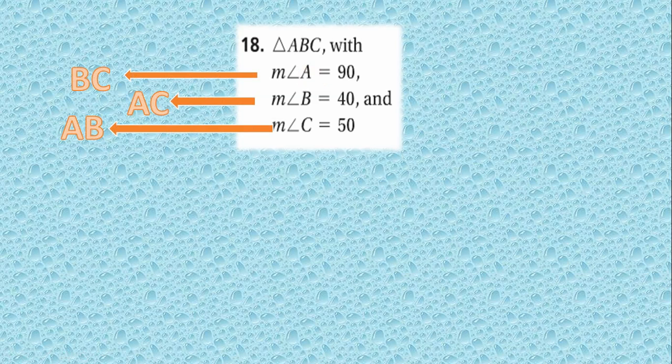Now, which angle is the smallest angle? 90, 40, and 50. The smallest one is 40, then the smallest side is AC. Next smaller is 50, and the opposite side is AB. And the last one is 90, BC, of course.